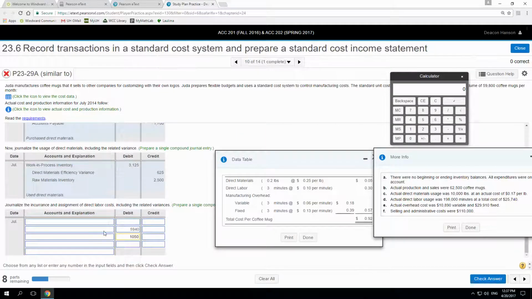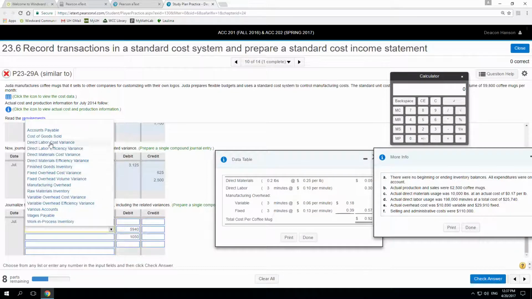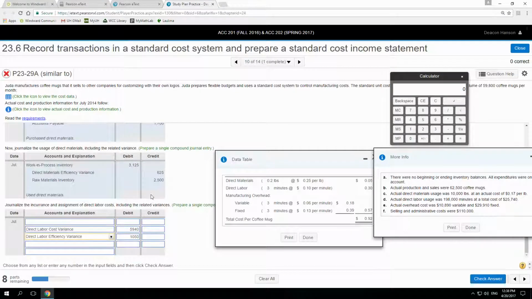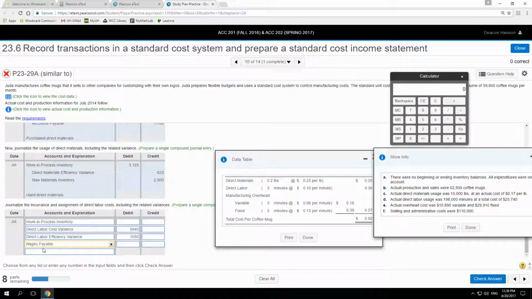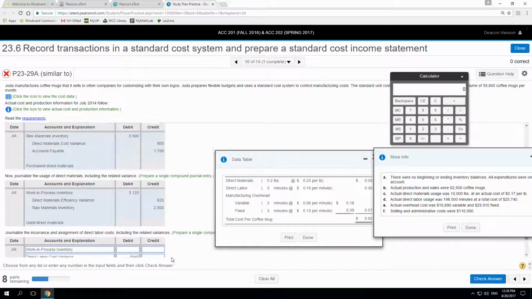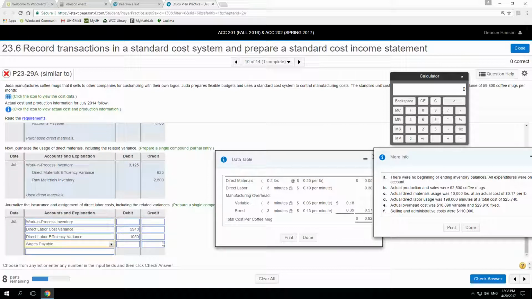Okay. So we can put them in already, right? Direct labor costs, direct labor efficiency. Okay, and then what happens? Well, when you work in a manufacturing environment, the labor gets charged to the work in process account. And what gets credited? Well, you're either going to pay it out, and in most cases there'll be a wages payable account. So the wages payable is going to be the actual number, or the actual amount we paid. So they tell that to me over here in C, 25,740. That's the actual.